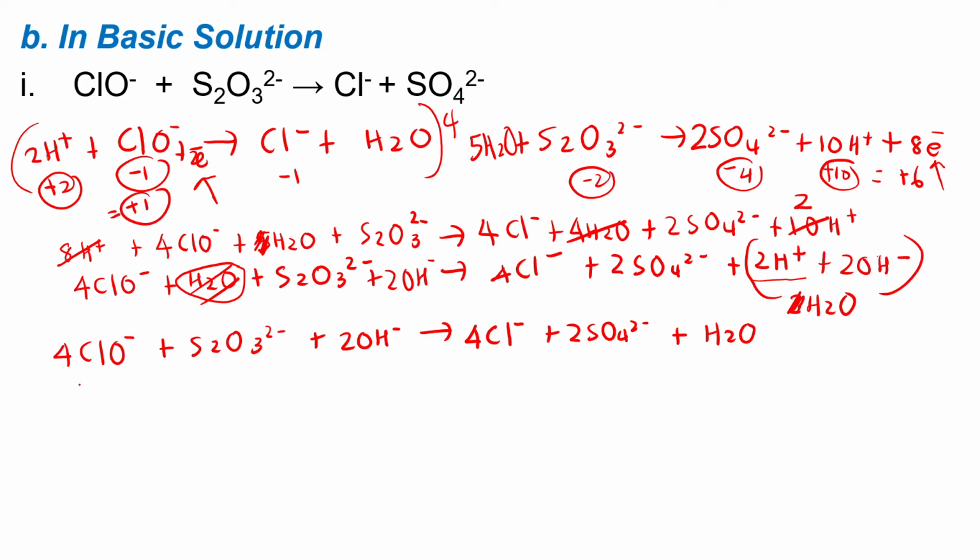So double check for all elements, for Cl, 2S, 2S, 4 plus 3 plus 2, 9 oxygen. So 8 plus 1, 9. So hydrogen 2, hydrogen 2. Okay, so charge negative 4, negative 2, negative 2. So overall is negative 8. So here we have negative 4, here negative 4. So negative 8. Okay, so this is the final answer.